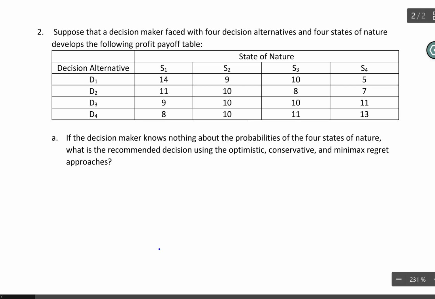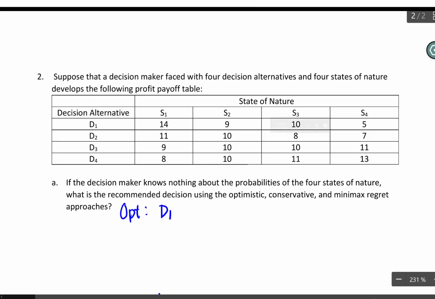Optimistic: this is a profit payoff table, so this is the money that we're going to get. Optimistic is going to be the largest number that we see here. The biggest number is 14. That goes along with decision alternative 1. So optimistic, you would choose decision 1.